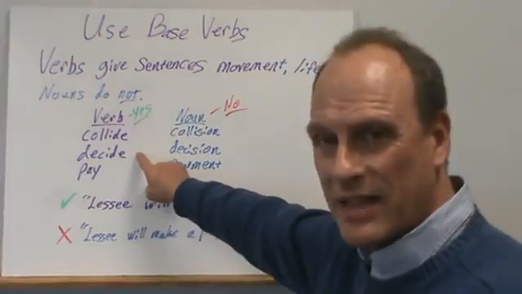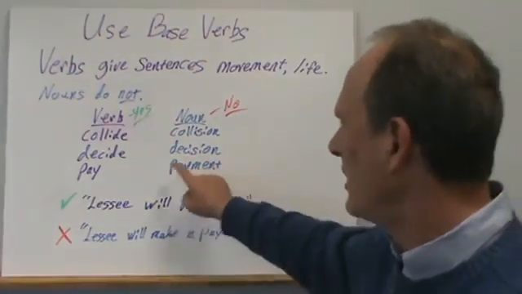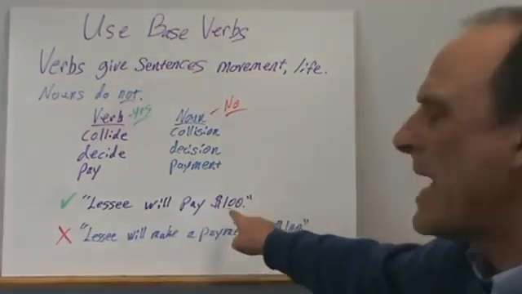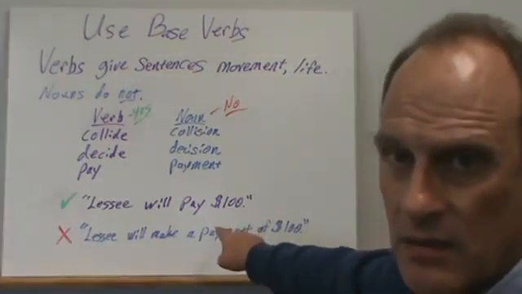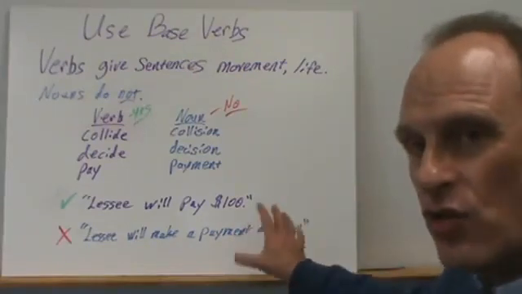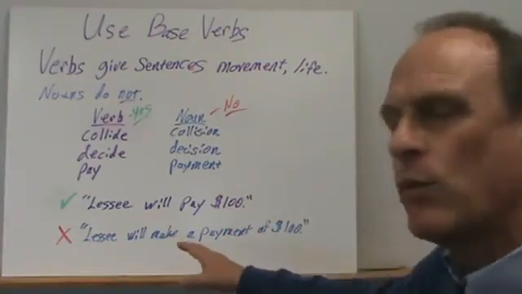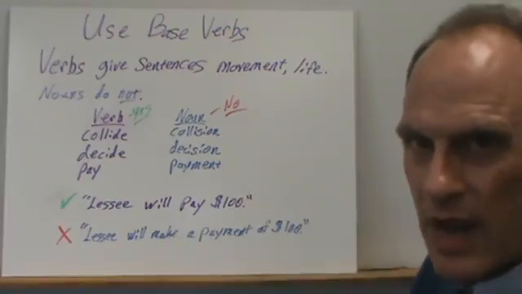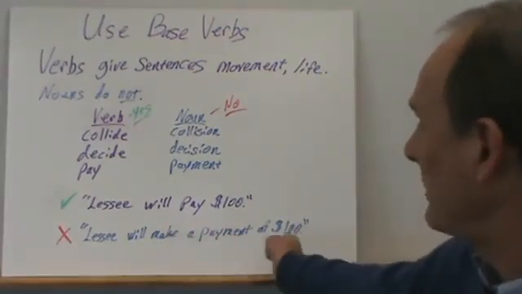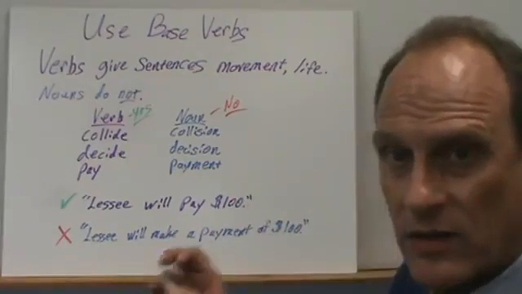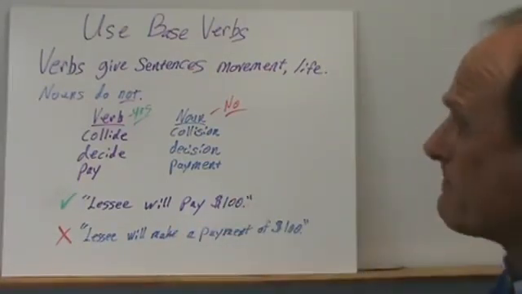We decide things rather than making decisions. We pay rather than making payments. Lessee will pay $100. That's a much stronger, clearer, more direct statement than saying, lessee will make a payment of $100. See the difference? And also, how many words did we cut off here? It's shorter, more direct, more to the point, stronger.